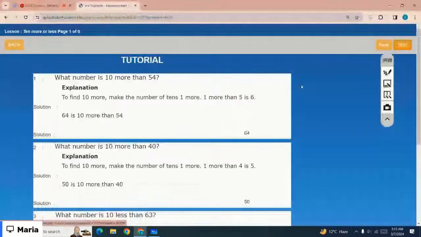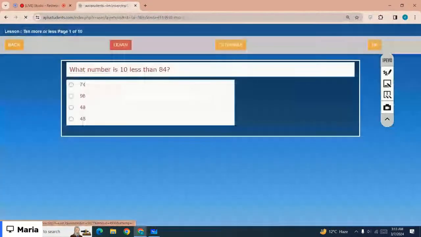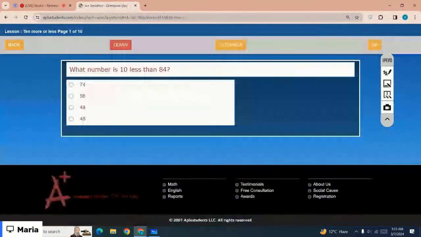Let's just start with the test questions. You have to add 10 more or 10 less. Like you need to do add 10 or subtract 10, right? Let's just start with the first exam test question.